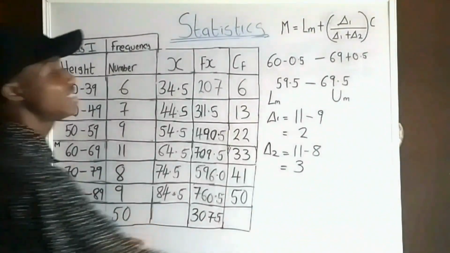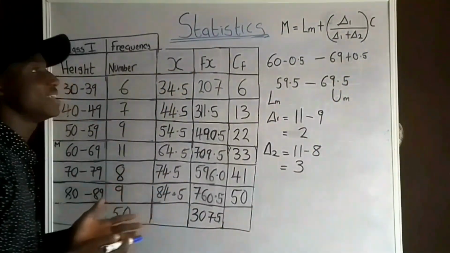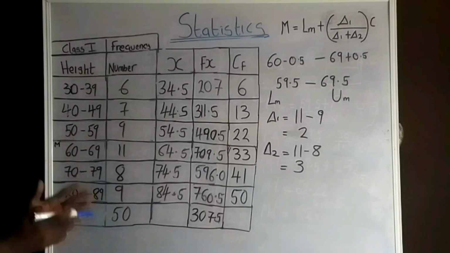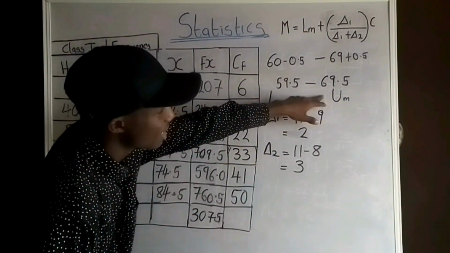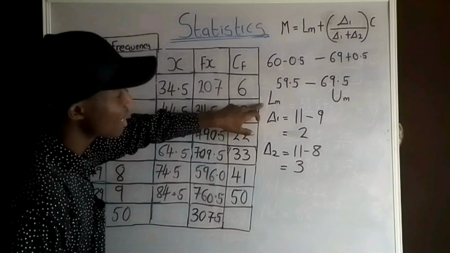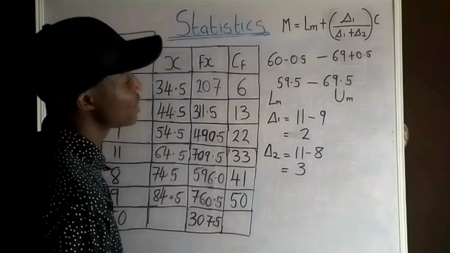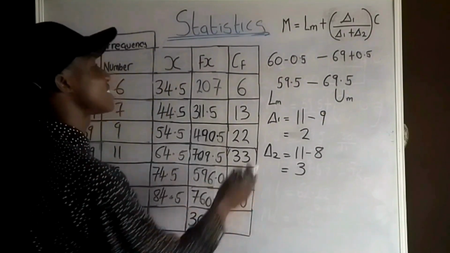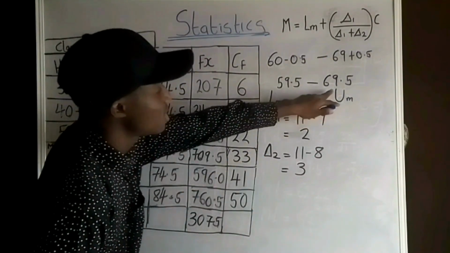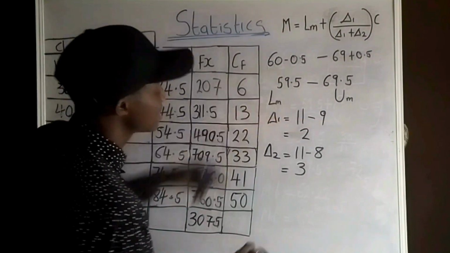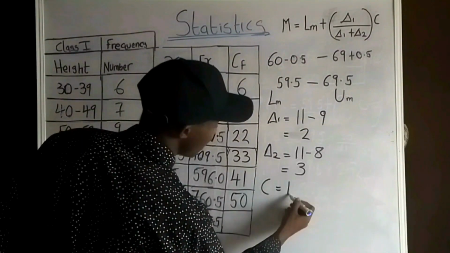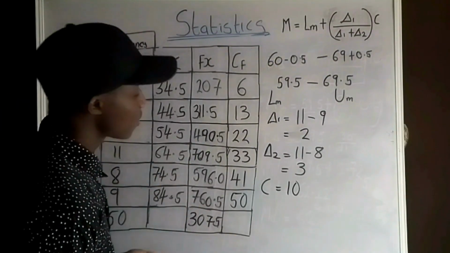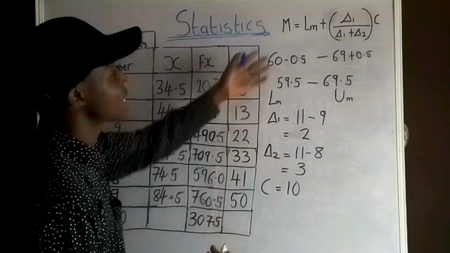However, from this formula, I still need the value of C. Don't forget that C is the class width, and the class width is calculated by taking the difference between the upper class boundary and the lower class boundary of the modal class. The upper class boundary is 69.5 and the lower class boundary is 59.5. The difference between 69.5 and 59.5 is 10. So therefore, C is equal to 10. Now I have all the parameters that I needed, so I can proceed to substitute them into this formula.